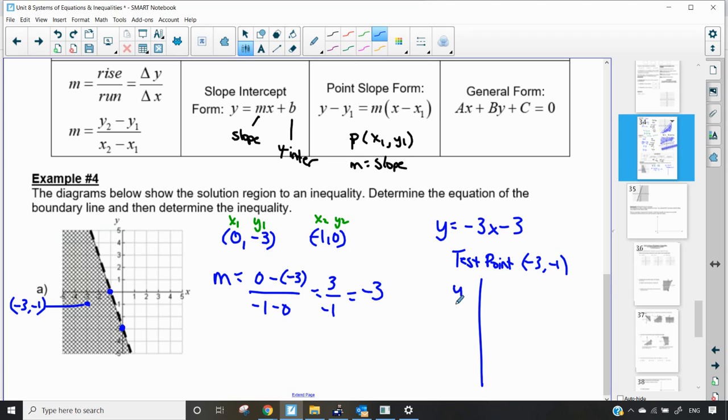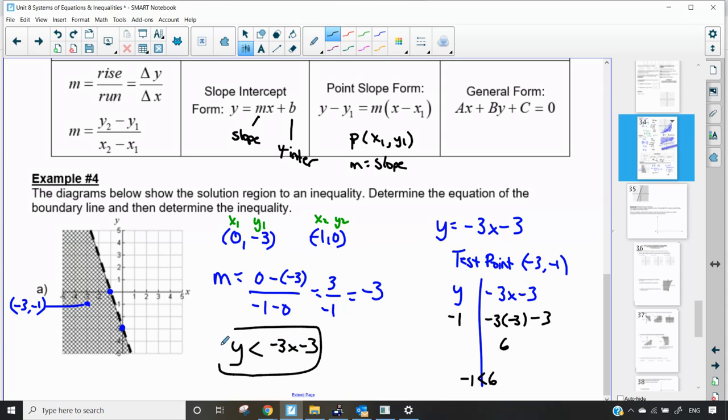We've set up a chart. We've got y on one side and -3x minus 3 on the other. We sub in our values, so we have -1 and then -3 times -3 minus 3 gives us 9 minus 3, which is 6. Well, -1 is less than 6. And so that tells us that y is less than -3x minus 3. So our inequality will be y is less than -3x minus 3.